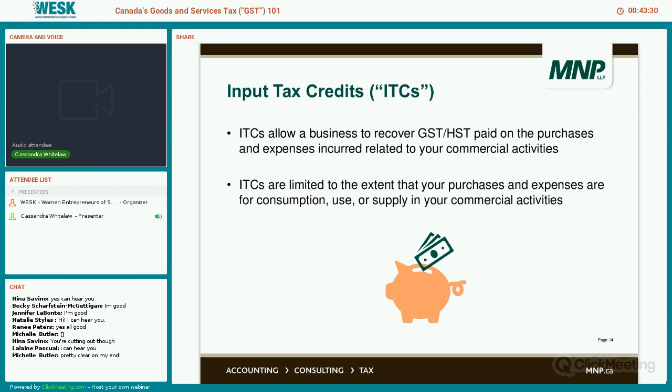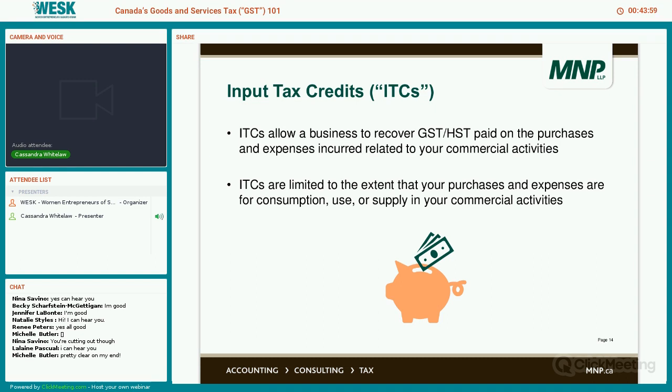So I've mentioned input tax credits a couple times here. The abbreviation for this is ITC. And ITCs basically allow a business to recover any GST or HST paid on the purchases and expenses incurred relating to their commercial activities. The purpose of this is basically just to ensure that the end user is the only one paying GST. So it's not a cascading tax. It doesn't get paid over and over. It just gets paid by the very end user.